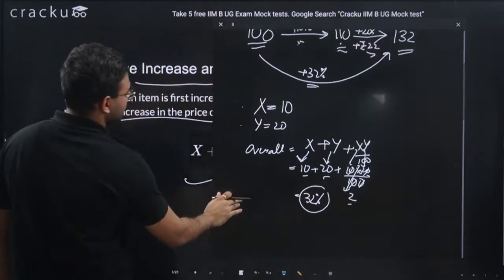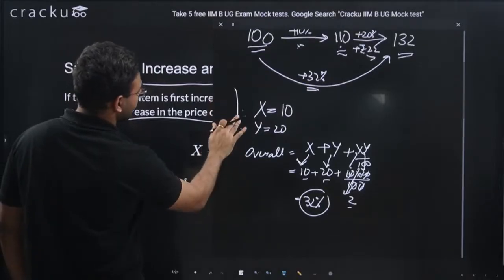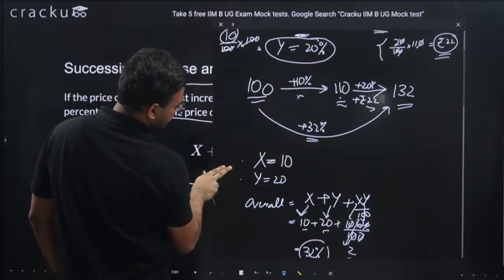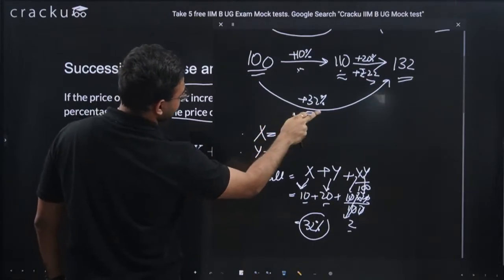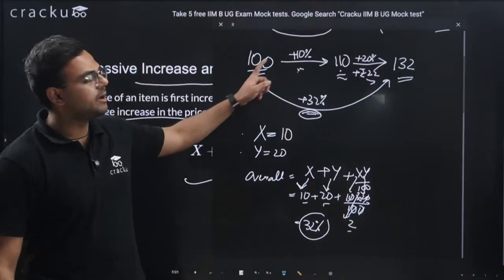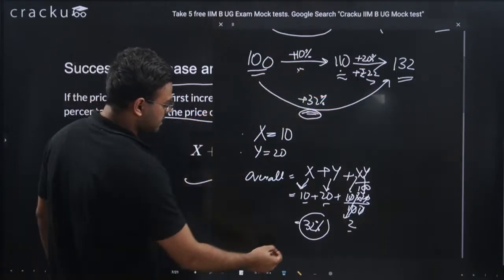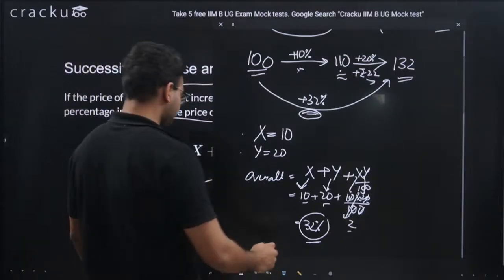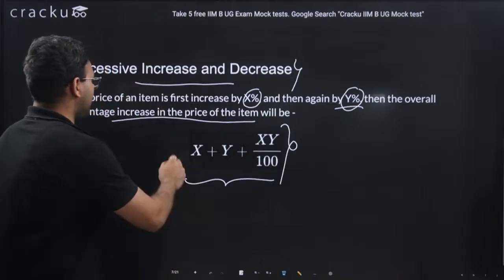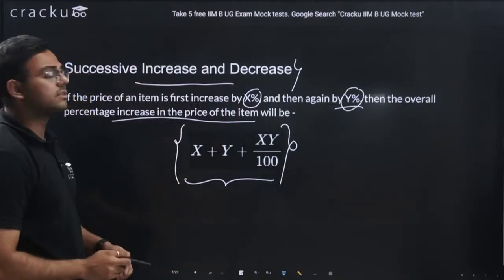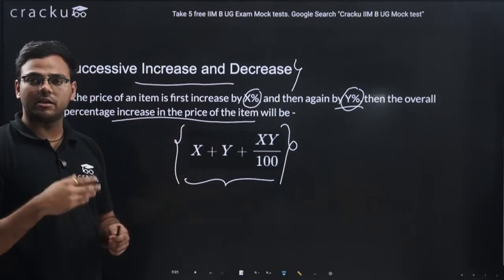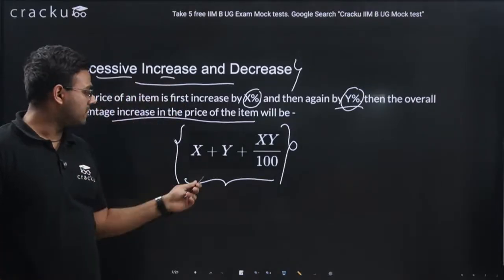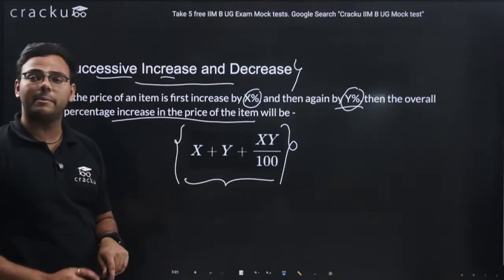And in the example we can clearly see that there is an overall percentage increase of 32%. From 100 it becomes 132, so there is an overall increase of 32%. So with this I have proved the formula of successive increase. You have to remember this formula: when there is a successive increase in the percentages, you have to remember x plus y plus xy by 100.